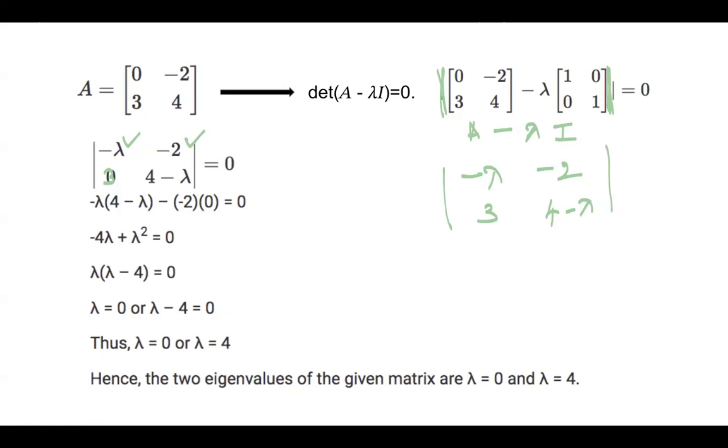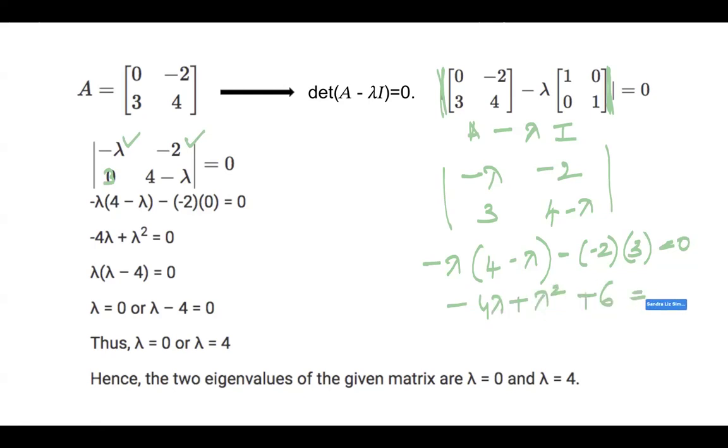Now we need to find the determinant of this matrix. What is the determinant of this matrix? Minus lambda times 4 minus lambda, minus minus 2 times 3, is equal to 0. So that is minus 4 lambda plus lambda square, plus 6, right? Is equal to 0. Now is there a solution for this? This is a quadratic equation. A quadratic equation will have two solutions, which means it has two eigenvalues, E1 and E2. You have to solve this quadratic equation and you will get two values, which means there are two eigenvalues for the system.